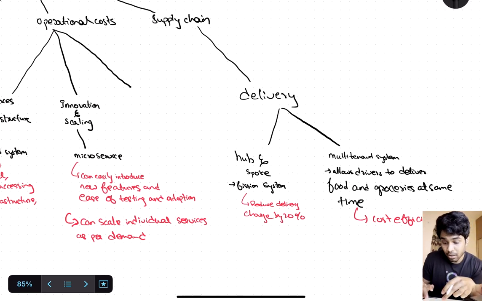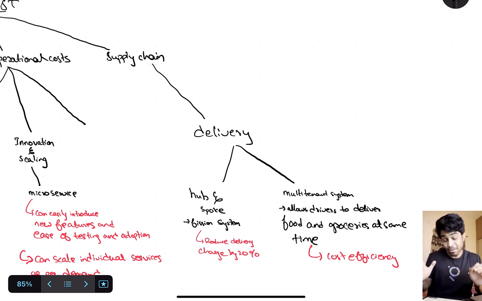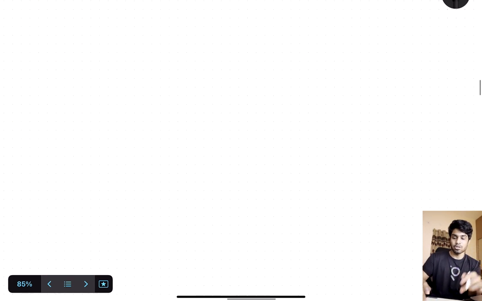And then, we're going to talk about supply chain. So this is another innovative thing that Swiggy is doing. So delivery is basically like how... we're going to talk about Zomato over here first.